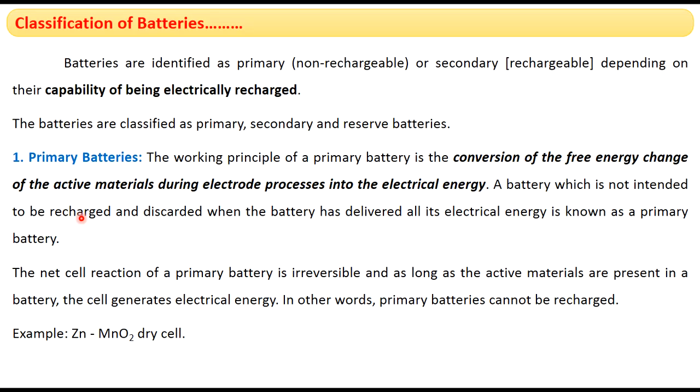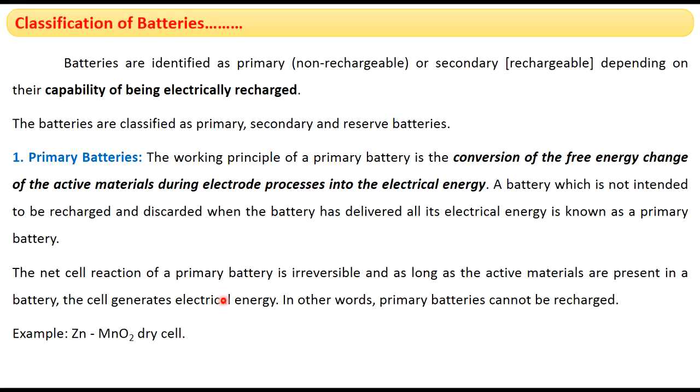In primary batteries, the cell reaction is irreversible. When we are using the primary battery, the reactants or chemicals present in the battery are converted into products. Forward reaction occurs here. Once all the reactants are converted into products, the primary battery is out of charge and it will be discarded. It cannot be recharged. As long as active materials are present in the battery, it will provide power. Once it is out of charge, it will be discarded.